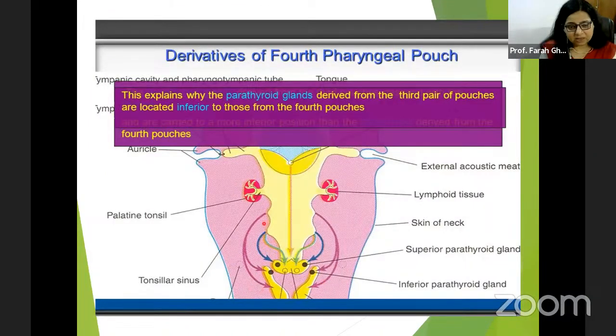This is again the same. You can see from both the sides, dorsal wing or ventral wing, the thymus and parathyroid came, from the 4th the superior parathyroid and C cells came into the thyroid.